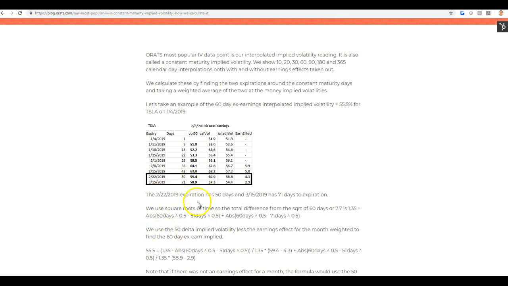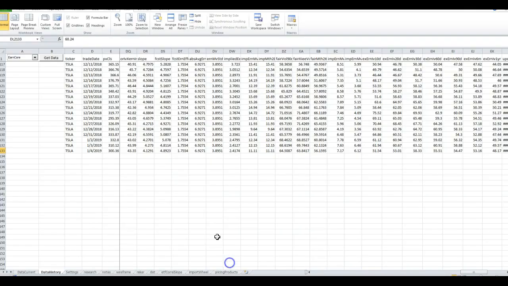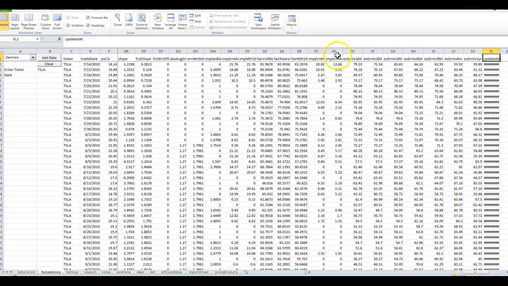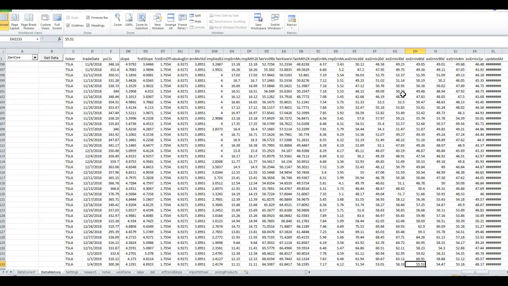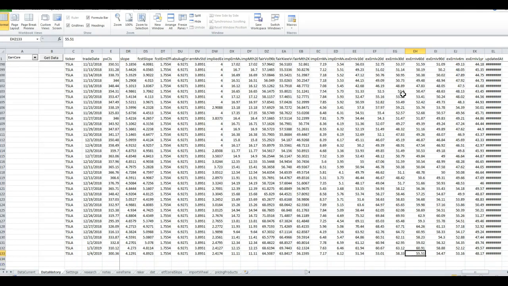As far as where you could find it in our API, it's great to be able to go to our earnings core, type in Tesla, and you could see the entire history of Tesla. And here we have the ex-earnings 10, 20, 30, and 60 days. And then I'll just scroll down to the bottom. There's that 55.5 60-day calculation.